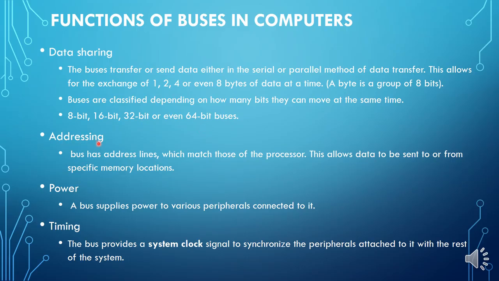Coming to addressing, the bus has addressing lines which match those of the processor. This allows data to be sent to or from specific memory locations to the CPU. Power: a bus supplies power to various peripherals connected to it. In timing, the bus provides a system clock signal to synchronize the peripherals attached to it with the rest of the system.